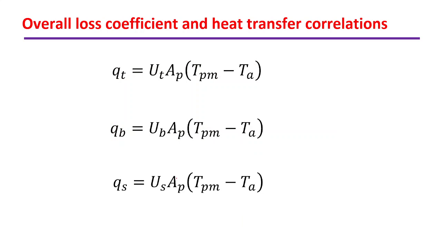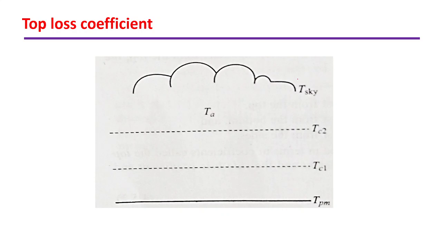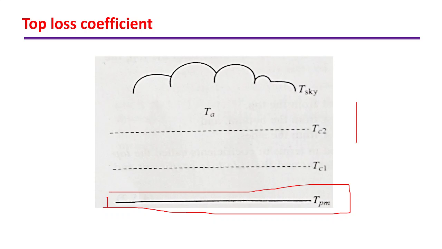Now we will talk about the heat loss from top, bottom, and then side. First we are talking about top losses. The average temperature of the absorber plate is given. The plate will be somewhere like this. This is the system, this is one glass cover, this is another glass cover, then this is the ambient. TC1 is for one glass cover, and TC2 for the other glass cover, and TPM is the average temperature. Just visualize the system, and then you will be able to solve the problem very easily.